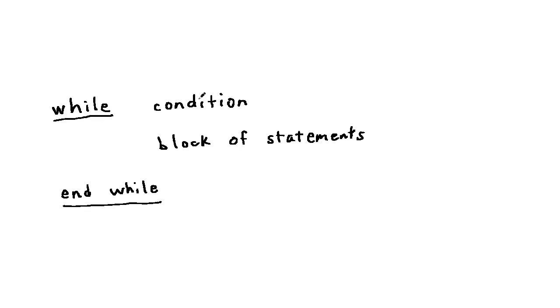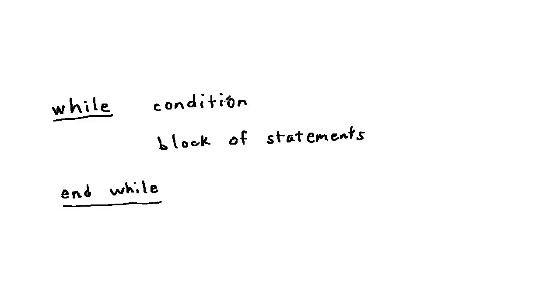If the condition is true, then the block of statements is executed. If the condition is false, we exit the while loop and move on to the next step of the algorithm. The condition is also called the guard of the loop because it guards entry into the loop.